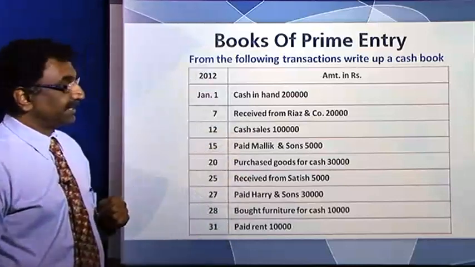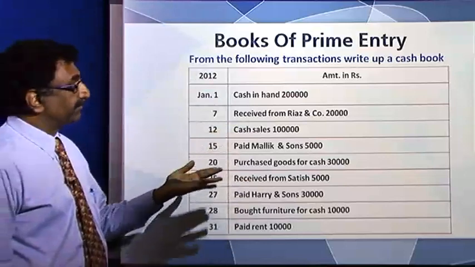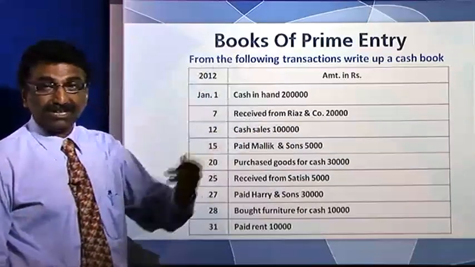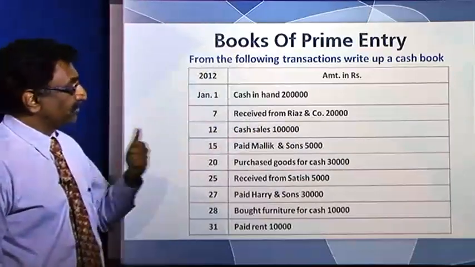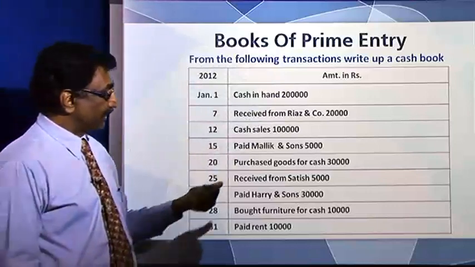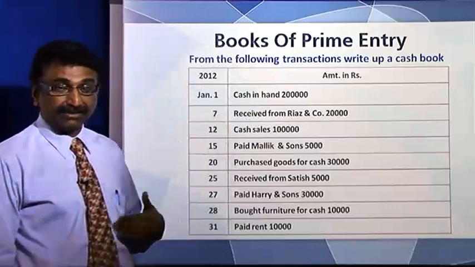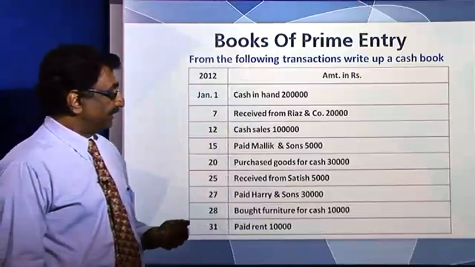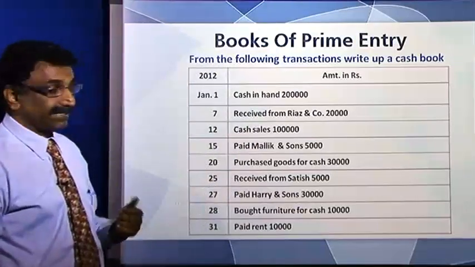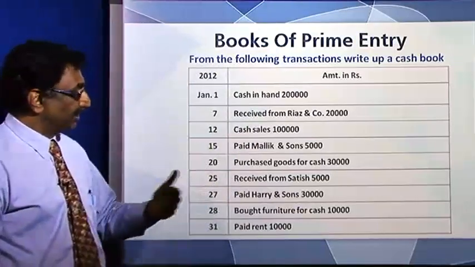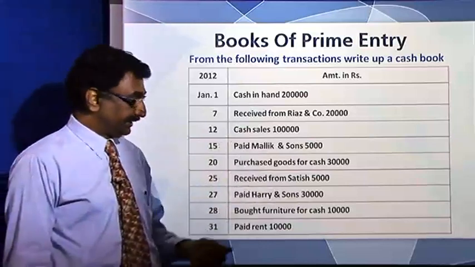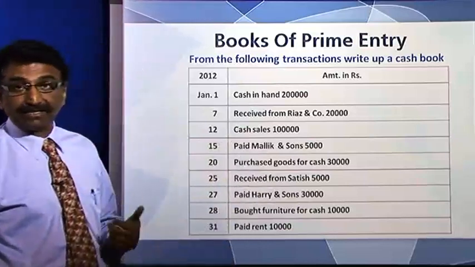You have paid Malik and Sons, maybe you have purchased something from them, you have paid them 5,000 rupees, so there is an outflow of cash. Purchased goods for cash, again an outflow of cash. Received from Satish, maybe a debtor, a customer who has paid you, again an inflow of cash. Paid Harry and Sons, outflow of cash. You bought furniture for cash, again outflow of cash. You have paid rent, outflow of cash.